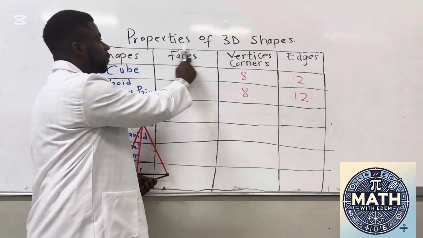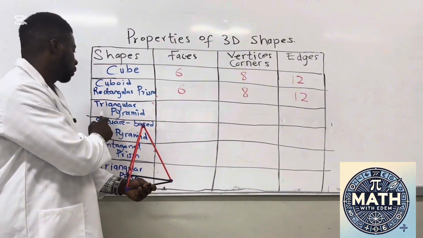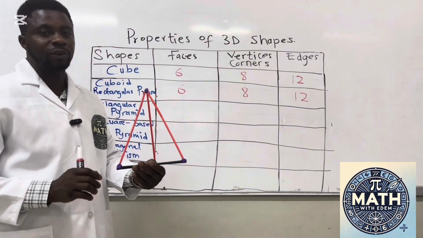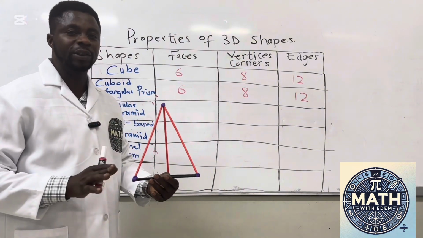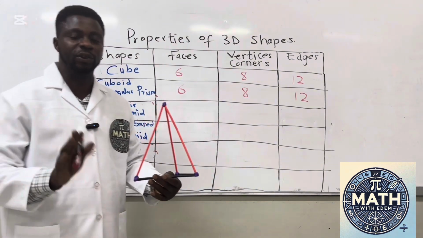All right, dear students, we are looking at properties of 3D shapes. Now we are going to look at the properties of a triangular pyramid. As you can see, this is a triangular pyramid. So we are going to count the faces together.